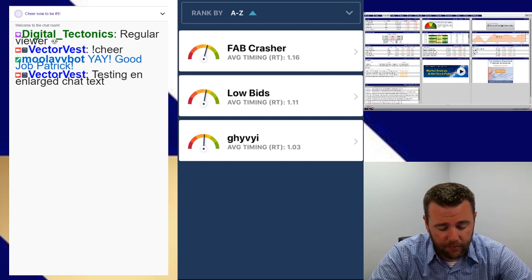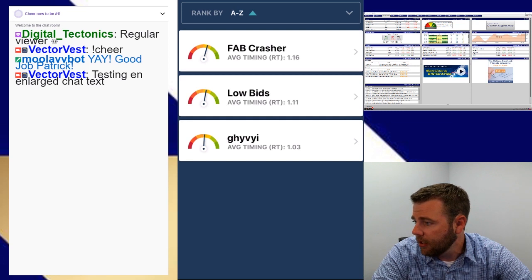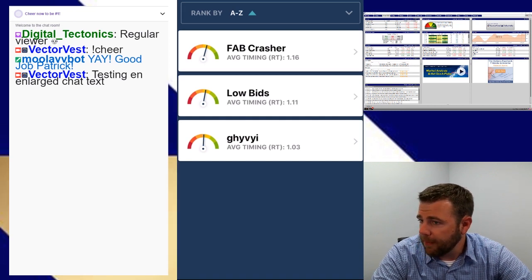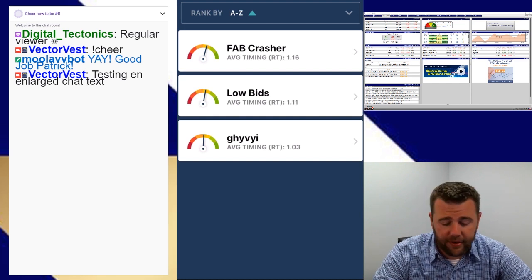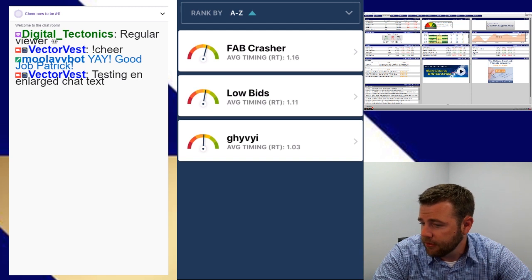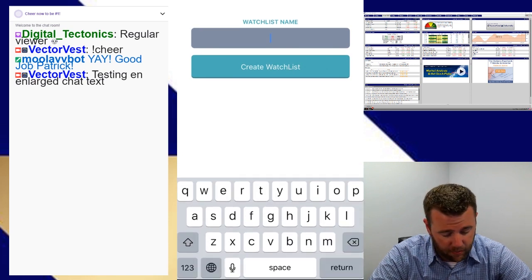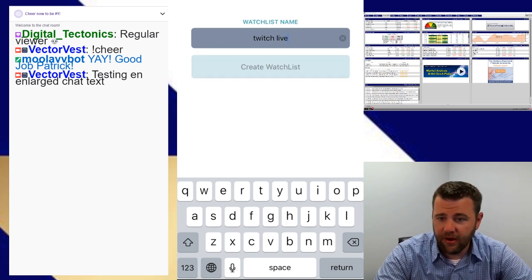So just to walk through one, we just click on the create button. Actually, let me make this a little smaller so you guys can see that here. So right above this rank by that you see here at the top, there's a button that says create. Go back and check last week. We definitely went over that as well. But that'll show you exactly how we get to that feature. So if we tap on create, this is where you just give it a name. So we'll call this Twitch Live. Create the watch list.